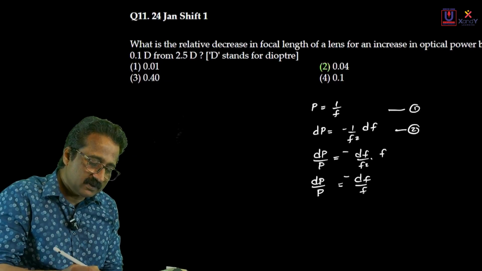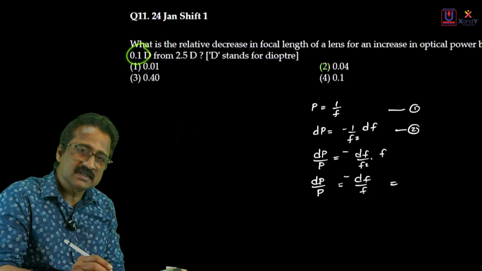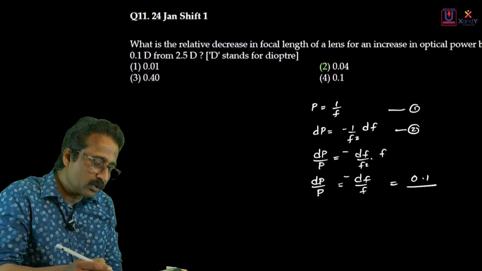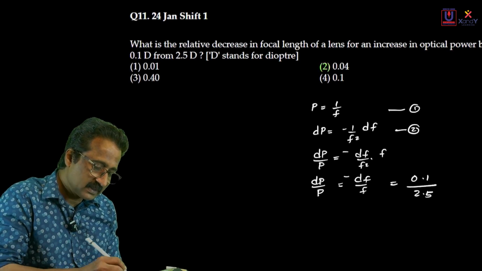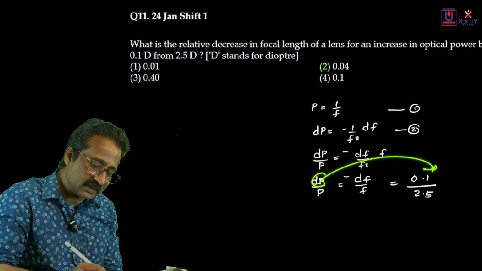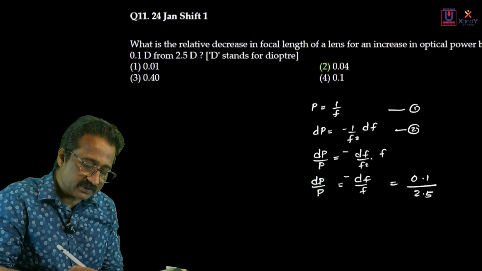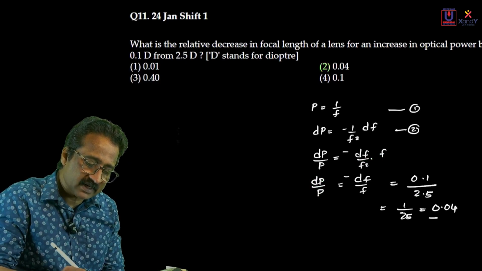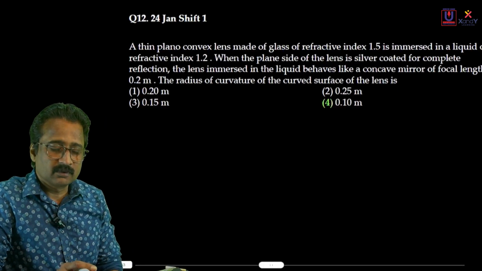Now what is dP here? dP is said to be 0.1. 0.1 diopter is the change in power, and the original power was 2.5 diopter. So dP is 0.1 and this power is 2.5. All right, it's just 0.1 by 2.5, or I would say 1 by 25, which is equal to 0.04. That is the fractional change in focal length, because power is equal to the reciprocal of focal length.